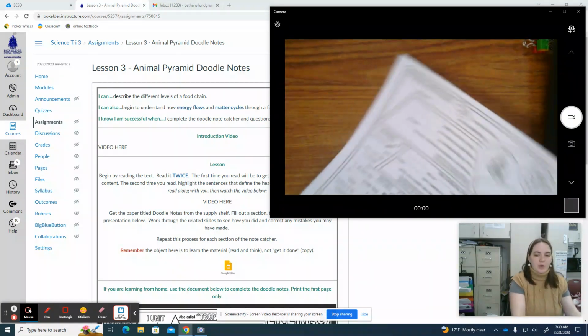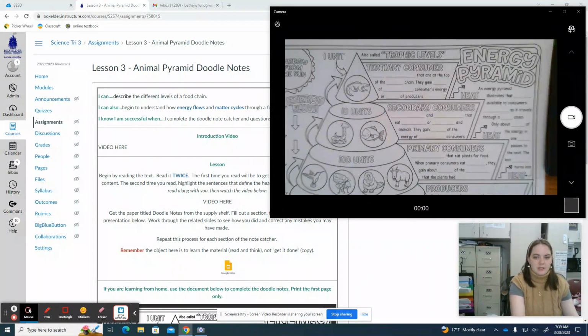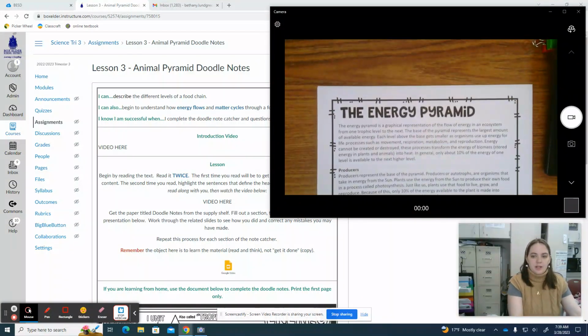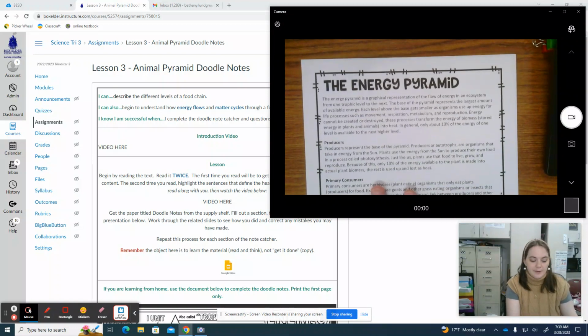And when you flip the paper over, it also looks like this. So it's a double-sided piece of paper, and one side looks like this, the other like this. You're going to start on this side.